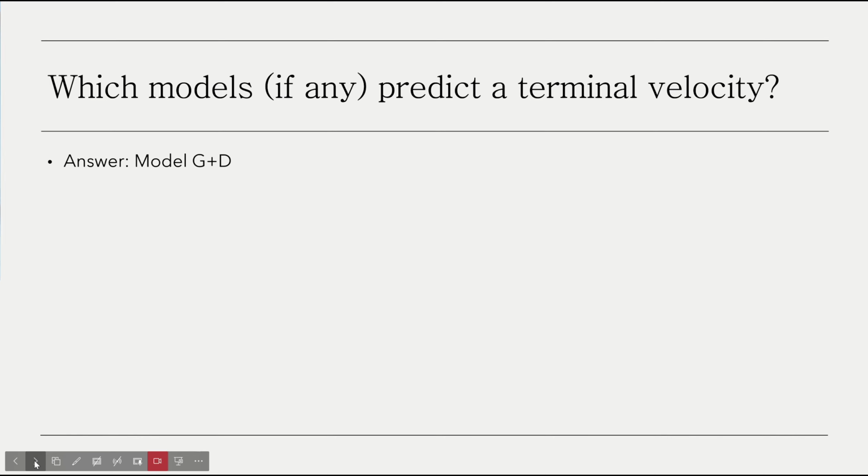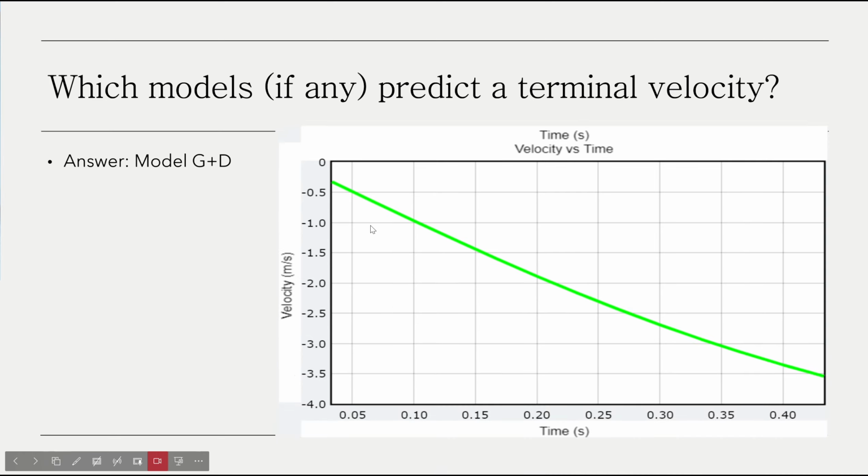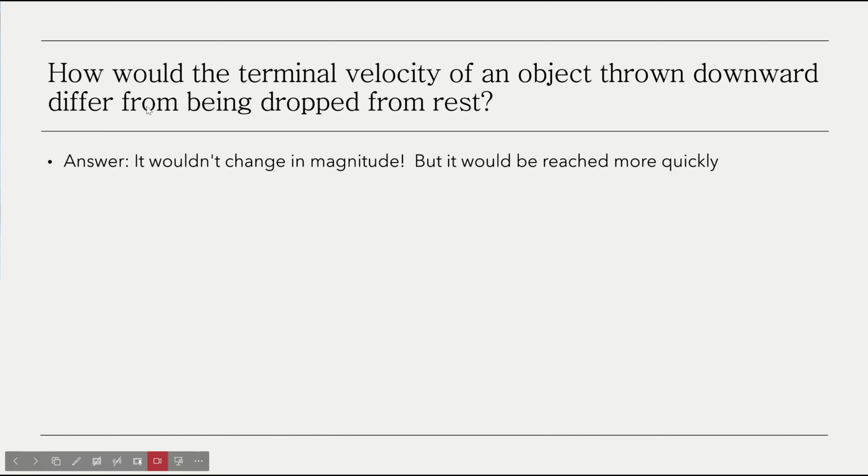So, which models, if any, predict a terminal velocity? The answer would be the model of gravity and drag, since it starts to plateau, and when it plateaus at some velocity, that is the terminal velocity. And last question: how would the terminal velocity differ if it was thrown downward rather than released from rest? Well, it wouldn't change in magnitude, but it would be reached more quickly.